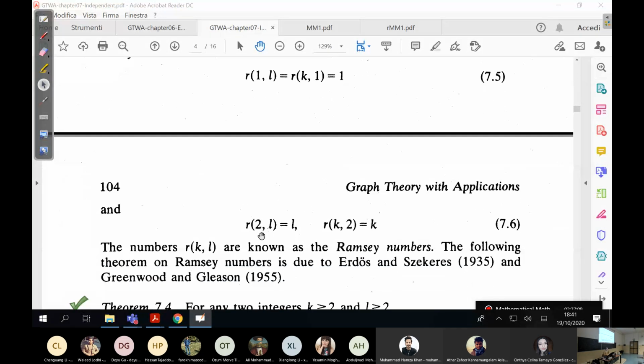And it says R(2, L) equals L. What does that mean? Let's take a number, L equal 10, so we can understand better what we are saying. It says the Ramsey number of the pair (2, 10) is 10, meaning if you take any possible graph with at least 10 vertices, either it has a clique of 2 or it has an independent set of 10.